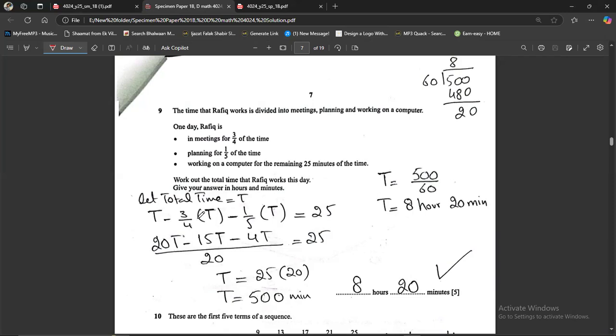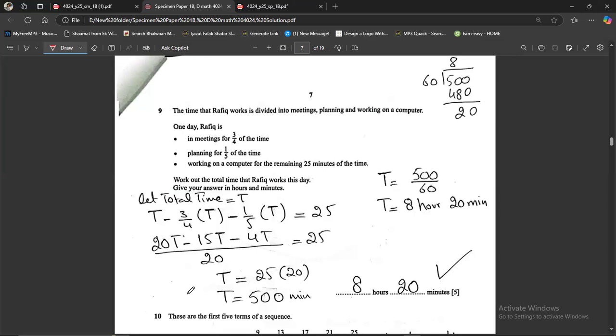I will take the LCM on the left side. 20 is the LCM. So in the numerator, you will have 20t minus 15t minus 4t, over 20, equals 25. You are left with t only. This 20 will go to the other side and multiply with the 25. So 25 multiplied by 20 is 500 minutes. So the total time is 500 minutes.